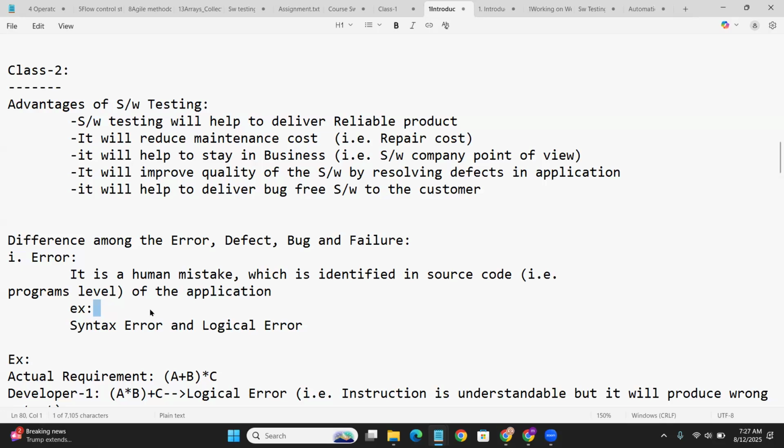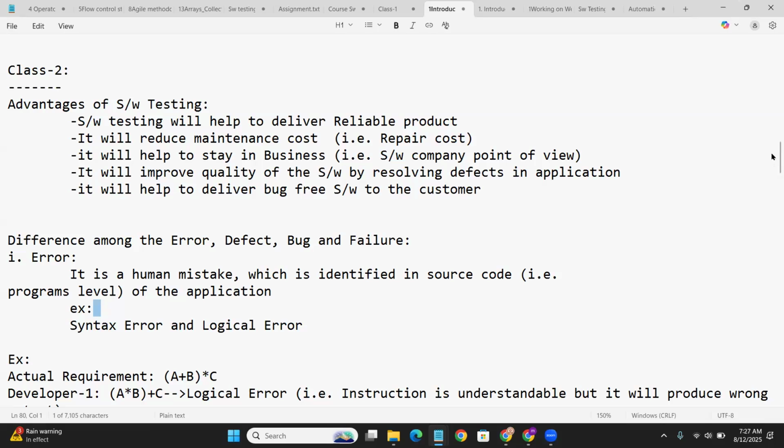Now, error. Error means it is a human mistake which is identified at the program level or in the source code of the application. That is, we are going to call them syntax errors and logical errors.